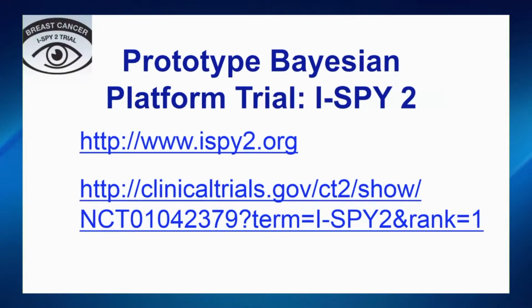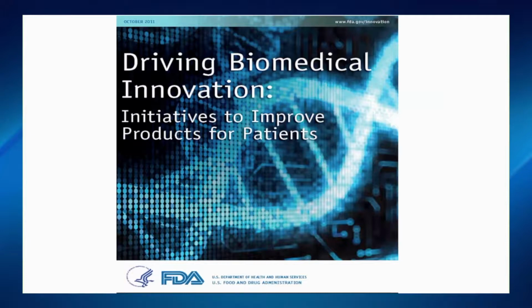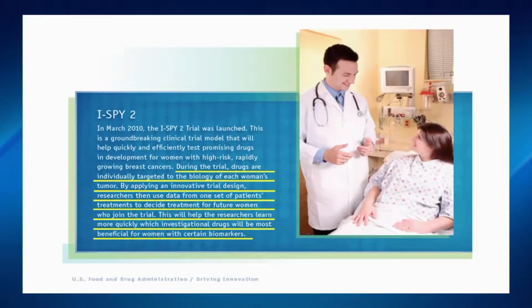So in I-SPY 2, what's I-SPY 2? Brian has talked about it. The FDA, as I indicated, has touted it. During the trial, drugs are individually targeted to the biology of each woman's tumor by applying innovative trial design. Researchers then use data from one set of patients' treatments to decide treatment for future women who join the trial. This will help researchers learn more quickly which investigational drugs will be the most beneficial for women, certain biomarkers. So this is neoadjuvant breast cancer, and you talk about turning the clinical trial paradigm on its head.